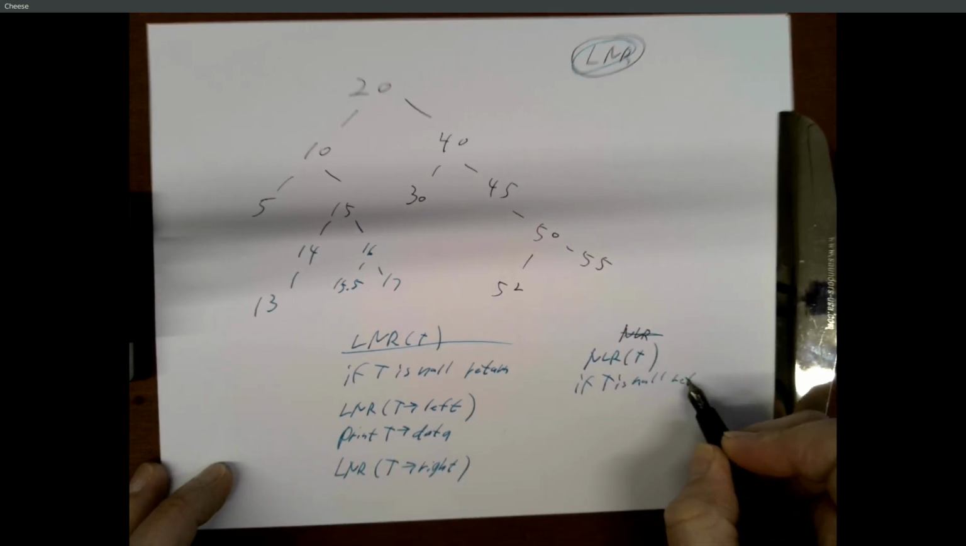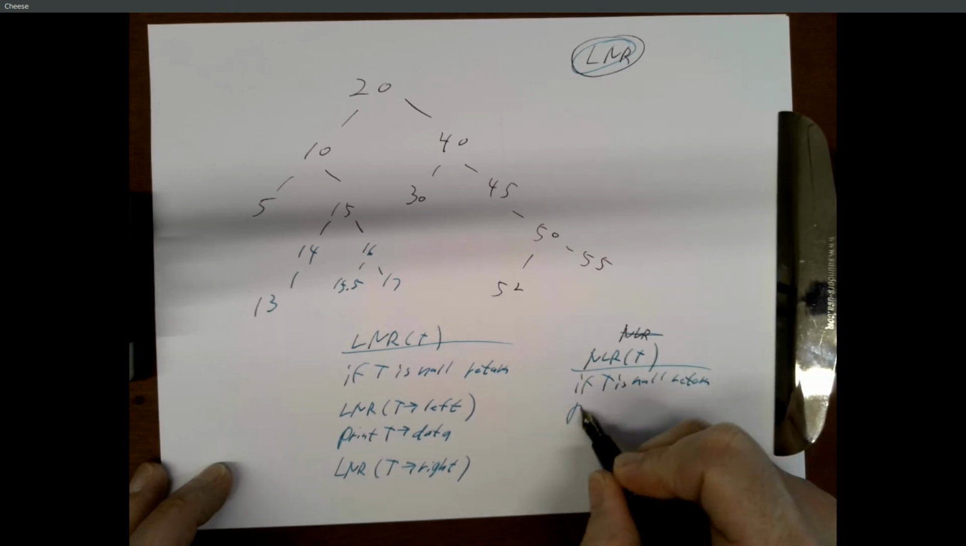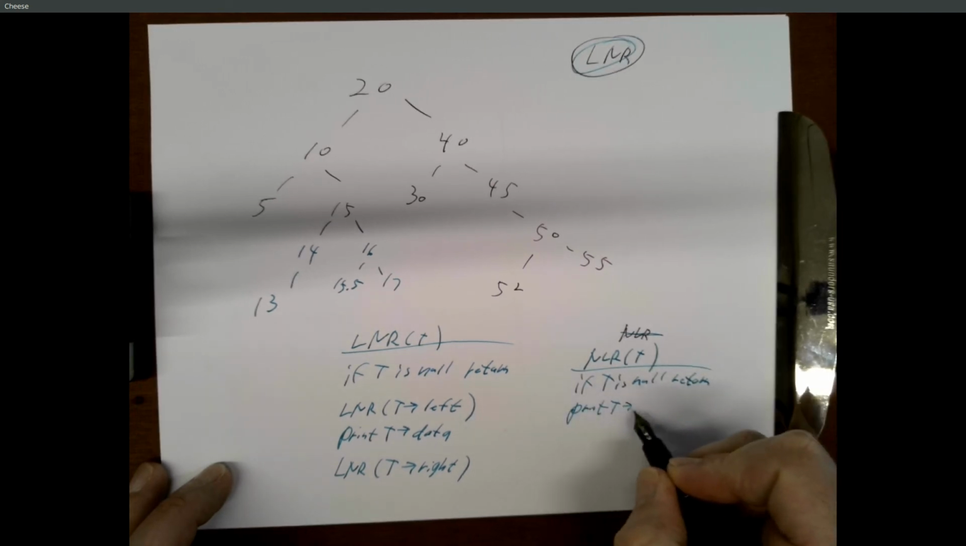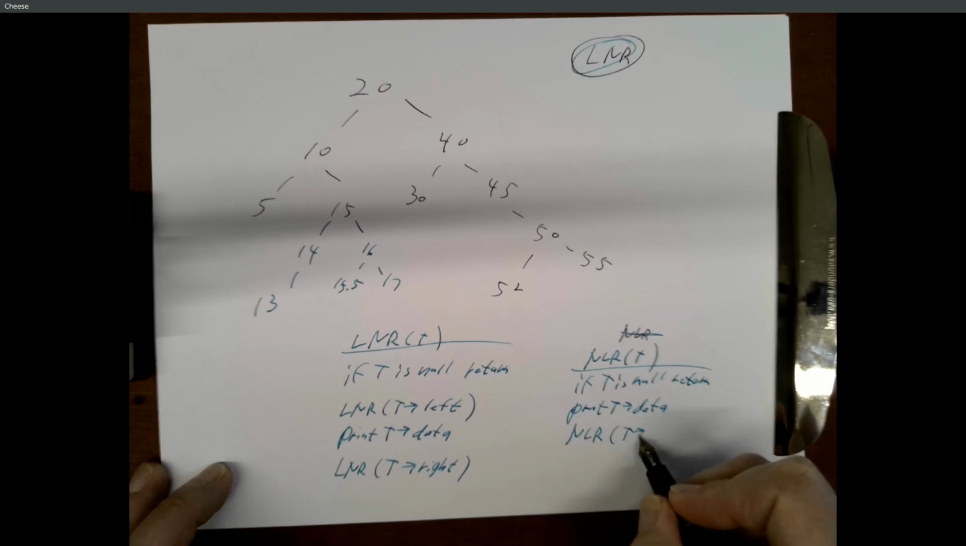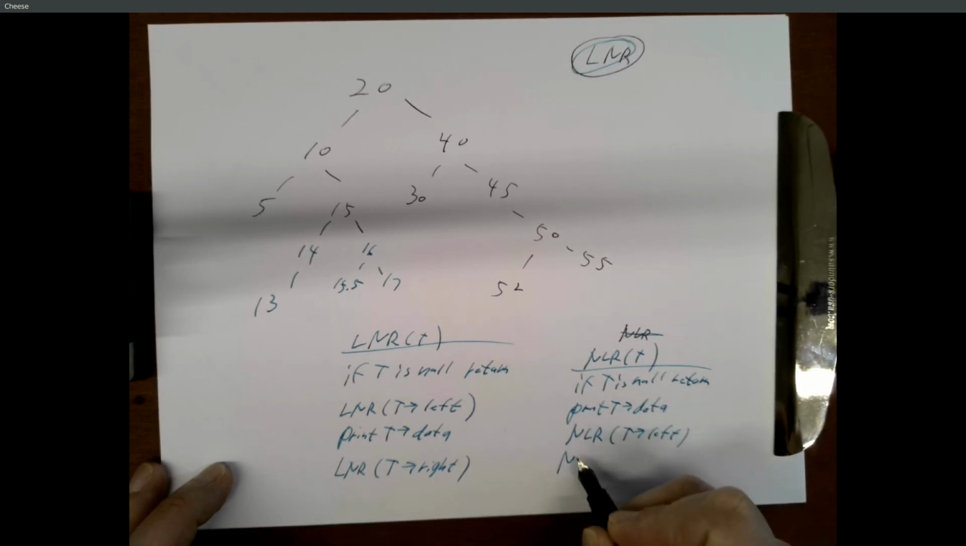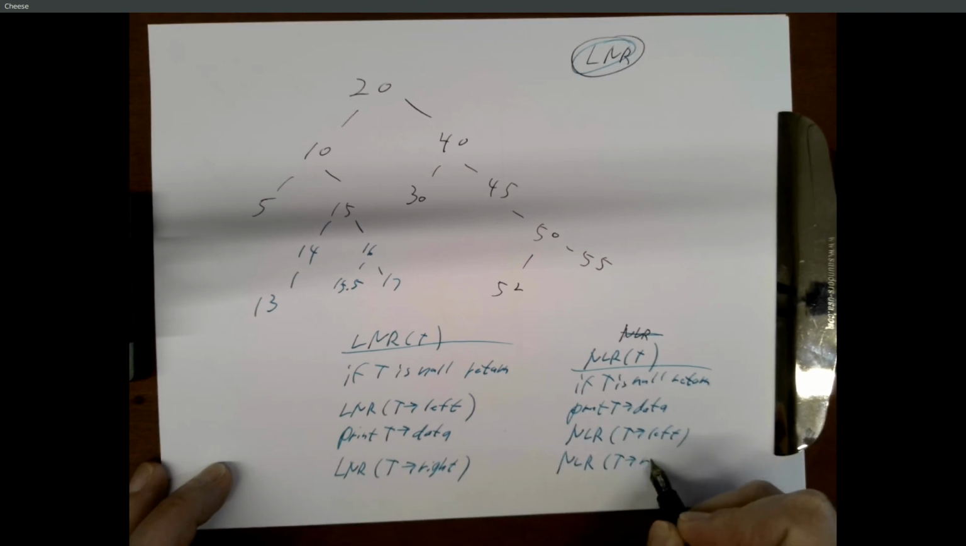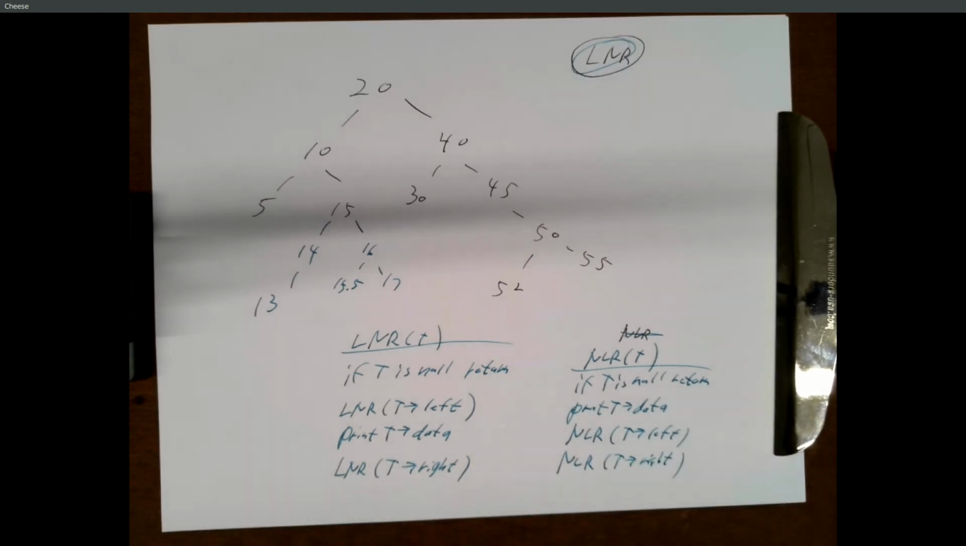If t is null, return. Otherwise, print the data from the root, and then do node left right on t left, and then do node left right on t right. And left right node, same thing. Do left right node on left, left right node on right, and then print the root data.